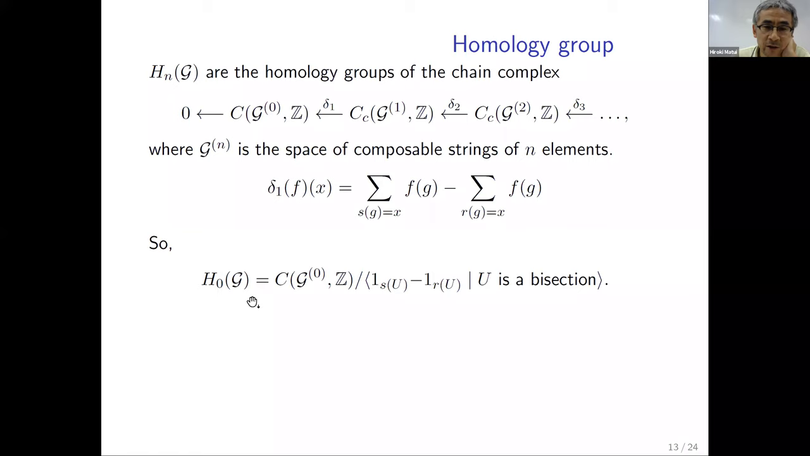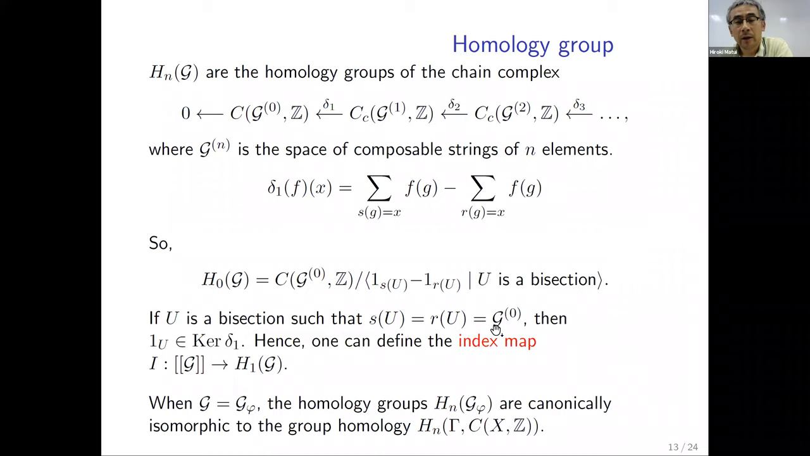Yes, H0 is a quotient of this group. And if U is a bisection such that S of U is equal to R of U equals G0, then from such a U we can define an element of the topological full group, or equivalently any element of the topological full group corresponds to such a bisection U.